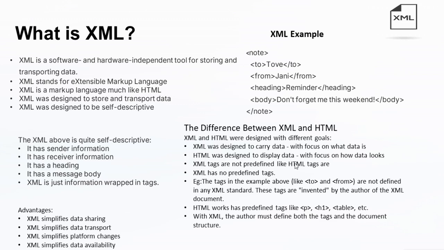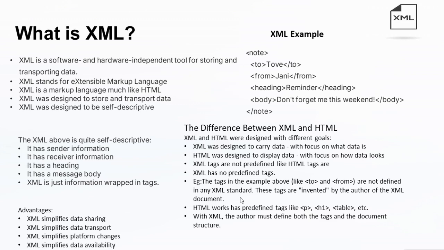Now the main difference between XML and HTML is that XML was mainly designed to carry data, so the focus is on what data it is carrying. But HTML was designed to display data, so the focus in HTML is on how the data looks. XML tags are not predefined. As we have seen in the previous session, HTML has predefined tags like P, H1, table, but XML has no predefined tags. You can have your own tags, you just have to define them. That's the reason XML is very simple. It's very good for data sharing, data transportation, platform changes and data availability.